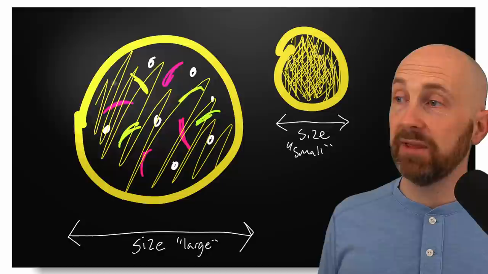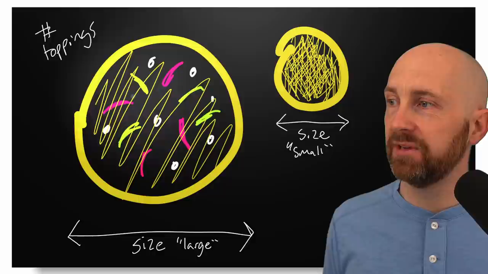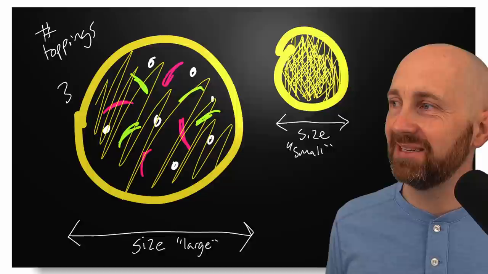And we can think about the number of toppings. That might be an integer. So this might be, you know, red peppers, green peppers, and mushrooms. So three toppings here. And this one had zero toppings, right?